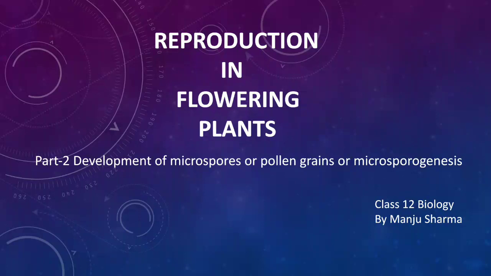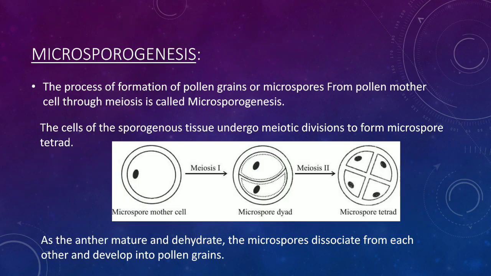I am Manju Sharma. Today we will study the process of microsporogenesis. Firstly, what is microsporogenesis? The term microsporogenesis refers to the process in which microspores or pollen grains are formed from the pollen mother cell through meiotic cell division.